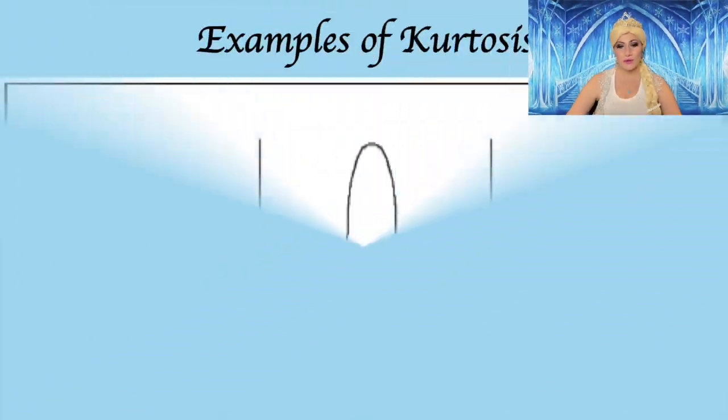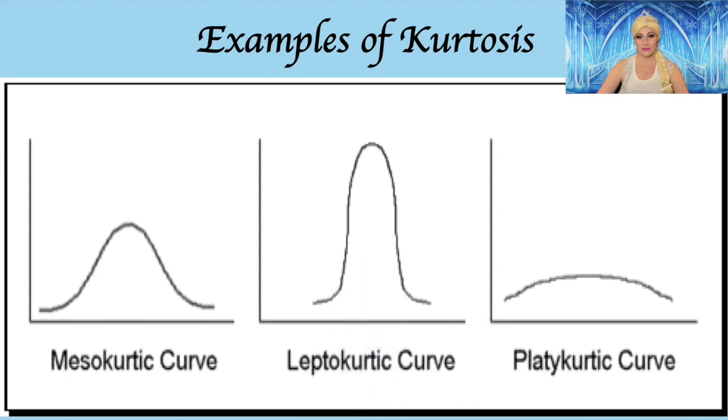So let's take a look at some examples of kurtosis. In this graph, we can see 3 different types of kurtosis. The first one is called mesokurtic. So if you were to draw a line halfway horizontally through that distribution, you would have the same amount of scores at the top above the line and below the line.